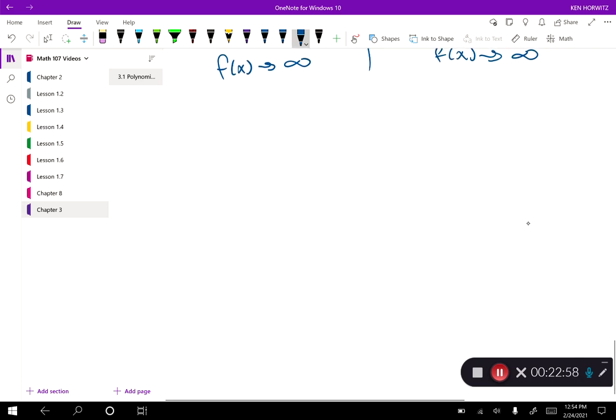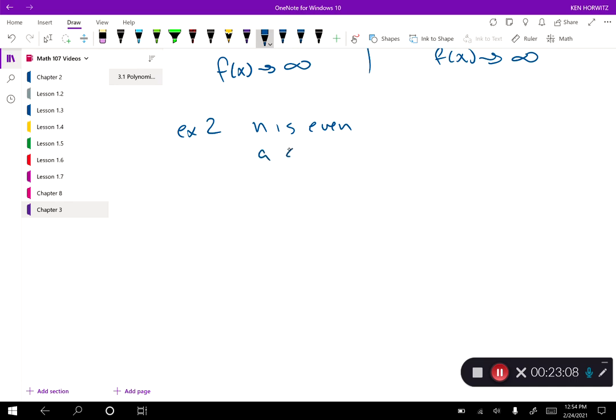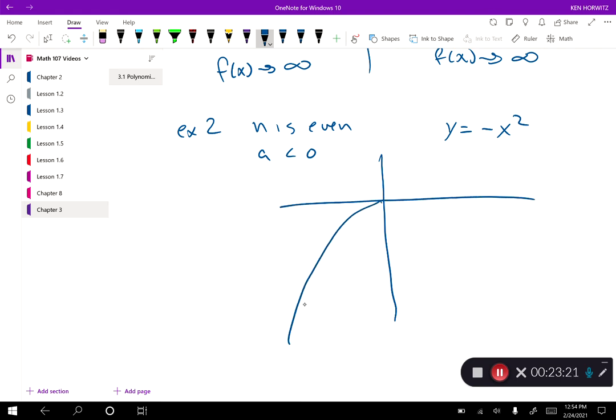All right, category number 2 is going to be when n is still even, but a is less than 0. And I'll give an example, would be y equals negative x squared. So if I made a quick graph, would look something like that, right? Graph doesn't have to be exact. It's more just a visual.